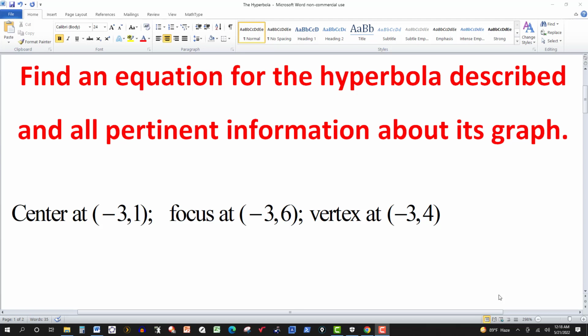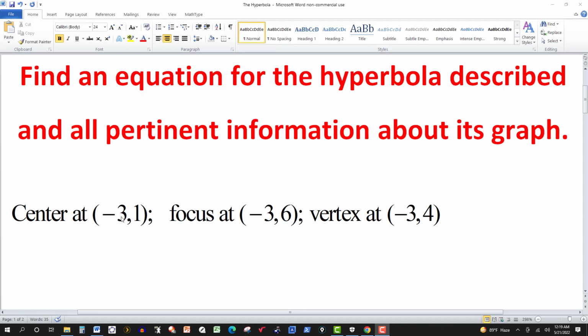So in this video, we want to find an equation for the hyperbola described and all pertinent information about its graph. That means we need the vertices, the foci, along with the information that's given there, and of course the asymptotes. Now we have to figure out first what type of hyperbola we have. Is it one where the transverse axis, which is the main axis of the hyperbola, is parallel to the x-axis, or is it the kind that's parallel to the y-axis?